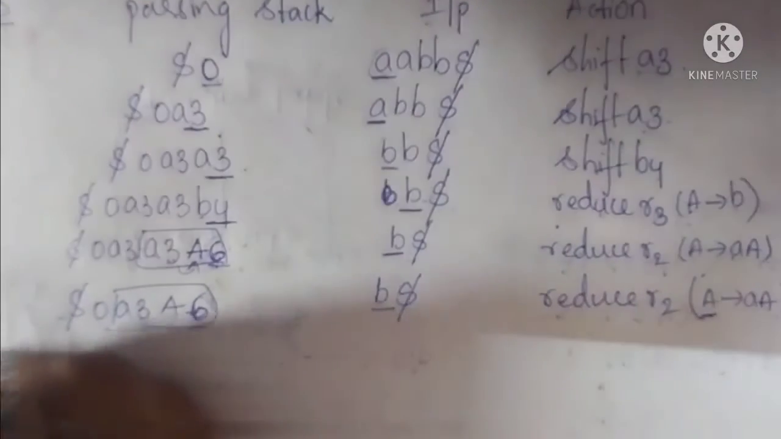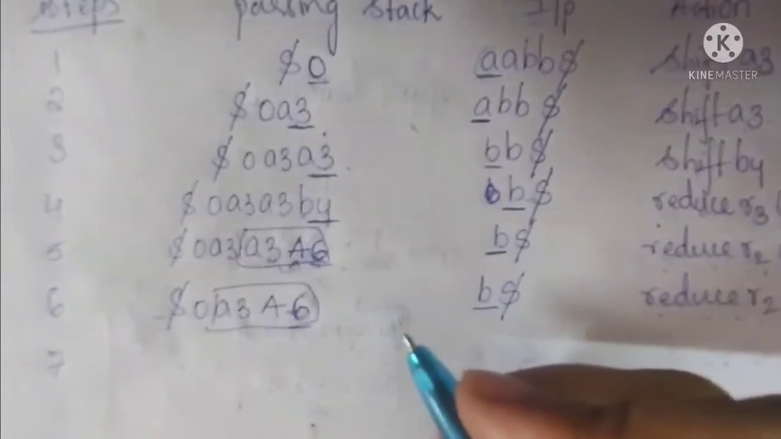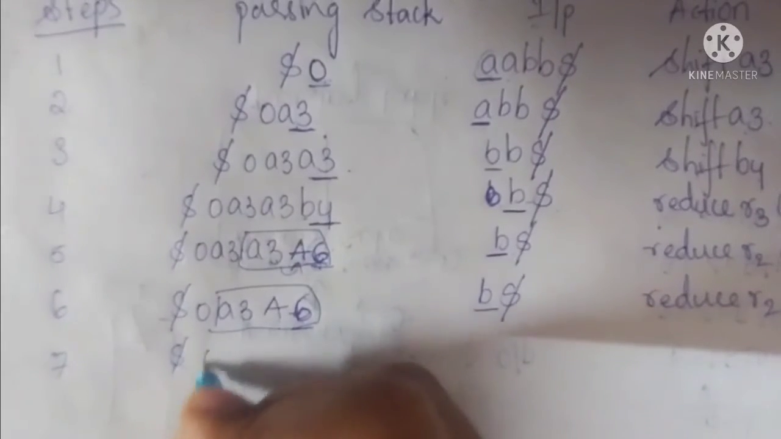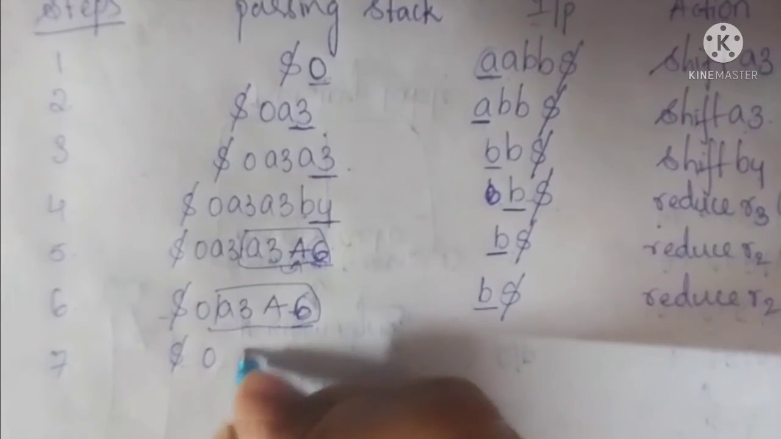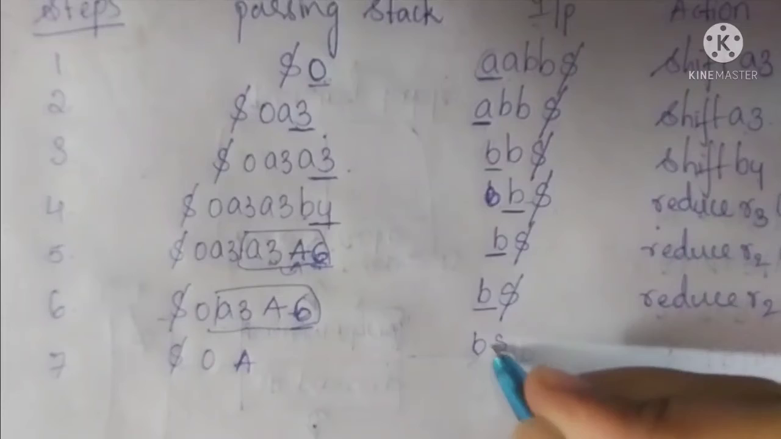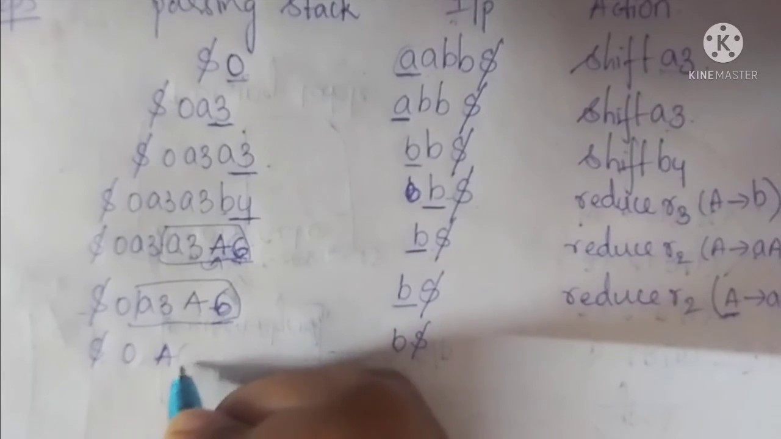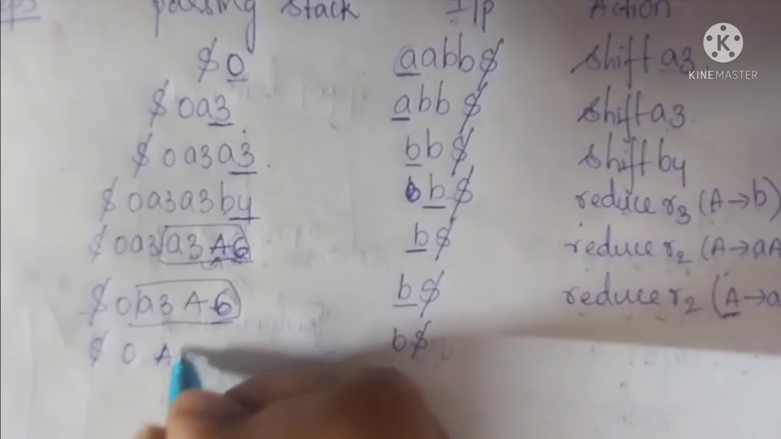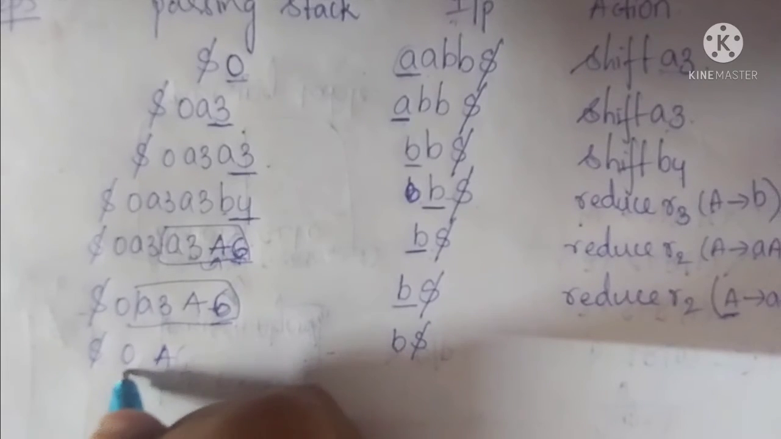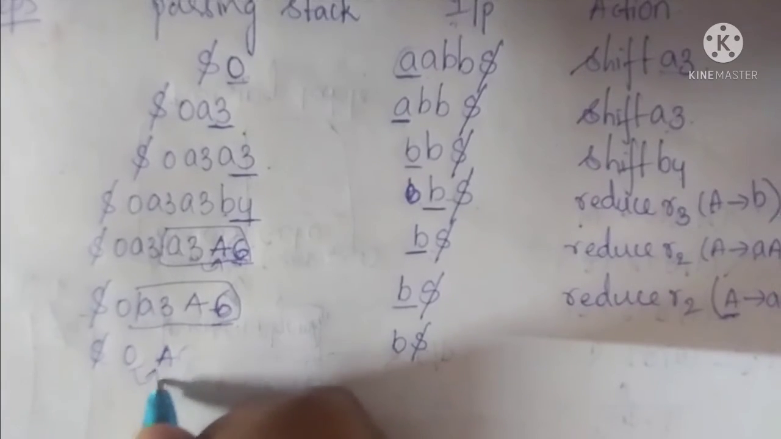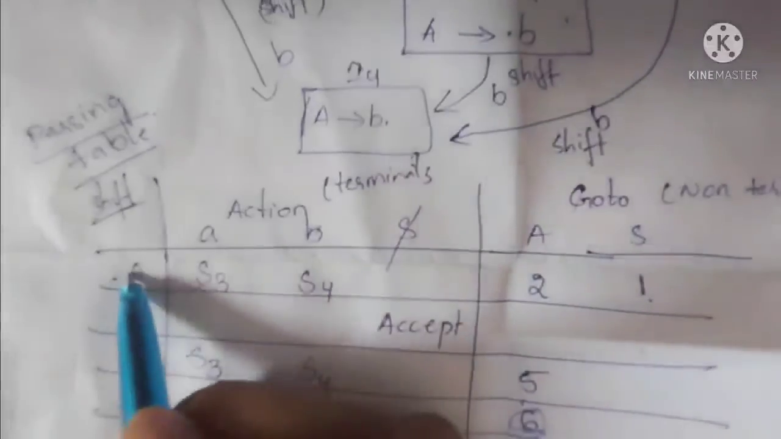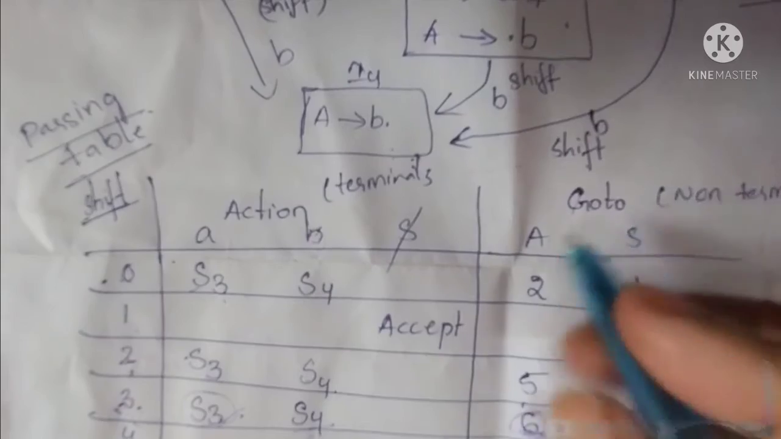So write the 7th step: $0, in place of this complete you have to substitute A B dollar. Next check, we don't have any symbols here, we don't have any state here. So what we have to do: in the I0 position, where the A is going, I0 to capital A, how much value? 2. Go to 2. So write the 2 here.